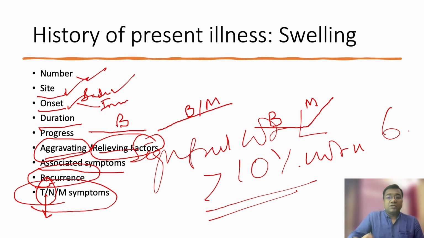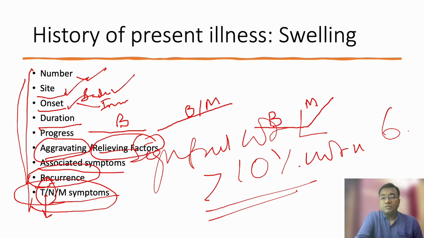So whenever you get a swelling anywhere in the body, take a history based on these parameters: number, site, onset, duration, progress, aggravating and relieving factors, associated symptoms, recurrent symptoms, or TNM symptoms. These are fixed throughout your life. Okay, be it your undergraduate examination, be it your MS or DNB examination, be it your clinical practice.